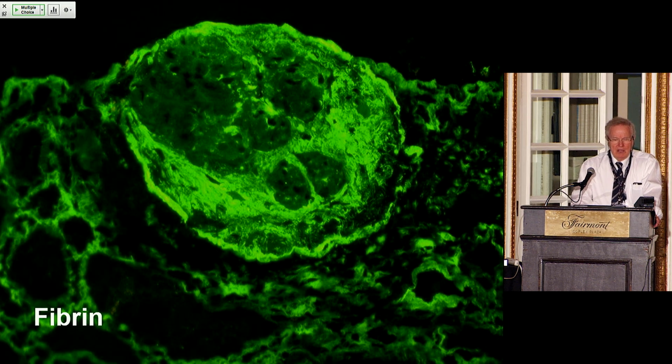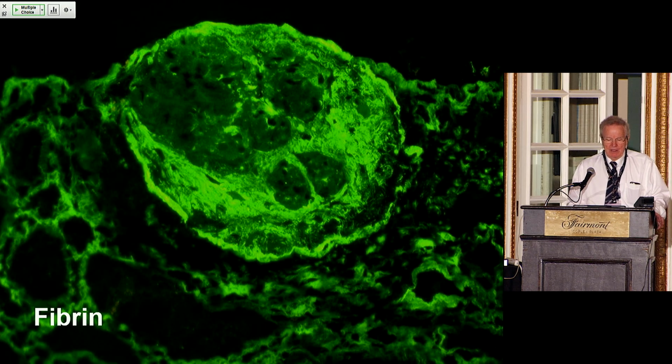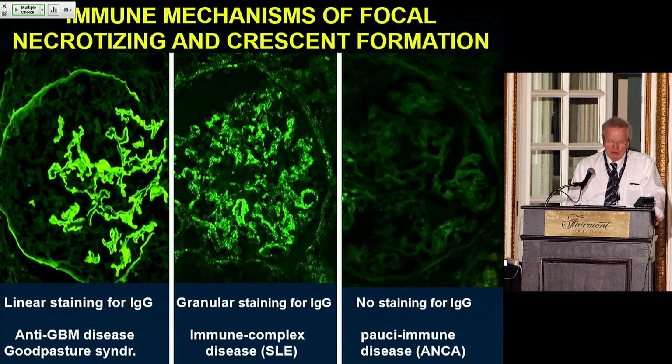Crescentic GN. The crescent is usually associated with fibrin. If you do the immunofluorescence microscopy, fibrin is non-specific. Every crescent will have fibrin, the same way every exudative inflammation anywhere in the body has cross-linked fibrin, and therefore this is just a very convenient marker to recognize the formation of crescents.